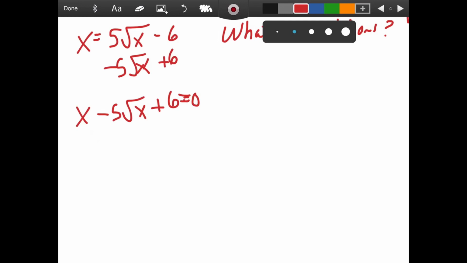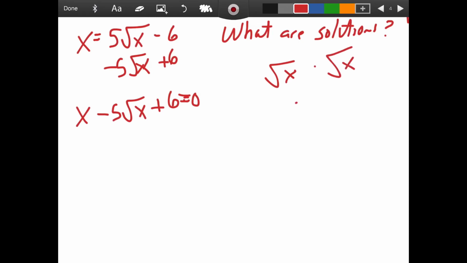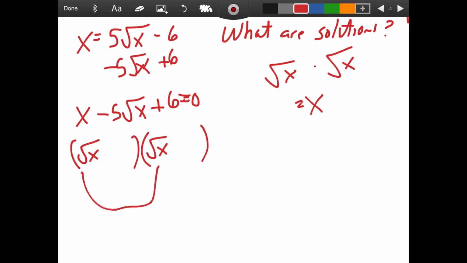But what we could do is factor it just like a quadratic. So let's think about it. What times what is going to give me x? Well, if I multiply rad x by rad x, I'm going to get x. So right away, that's going to be my first term. So I'm going to FOIL, work backwards here. So if I have rad x, let me make it a little neater. Rad x and rad x. Well, when I FOIL it, do the first terms, rad x times rad x equals x.